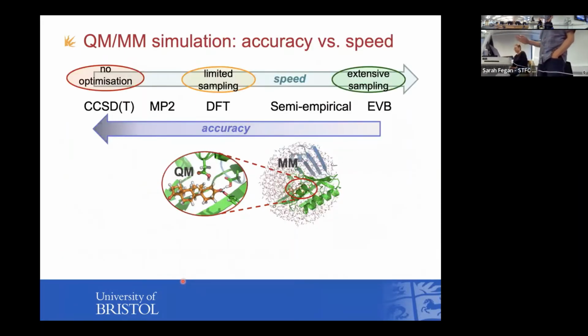So now I'm just going to highlight a couple of key points. First of all, the trade-off between accuracy and speed when we talk about QM/MM. So this is really to do with what level of quantum mechanics we're using. Now, this will very much depend on your background. For some of you, this will be all gobbledygook or at least letter soup.